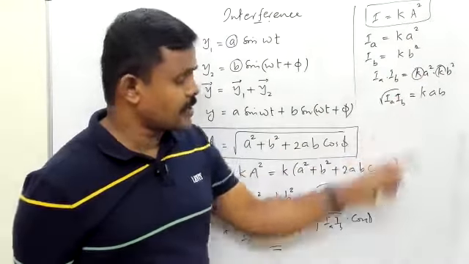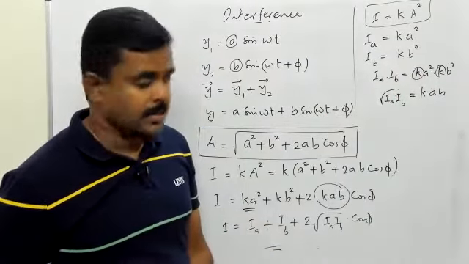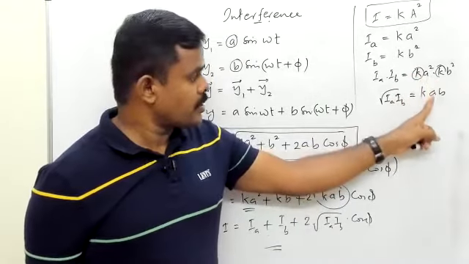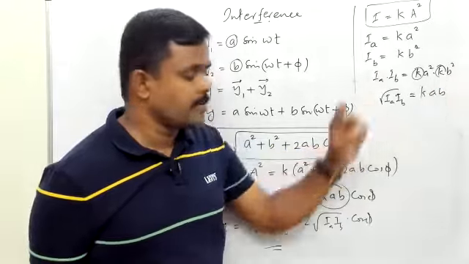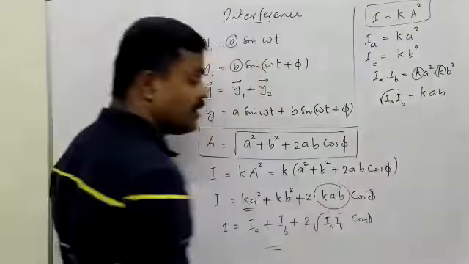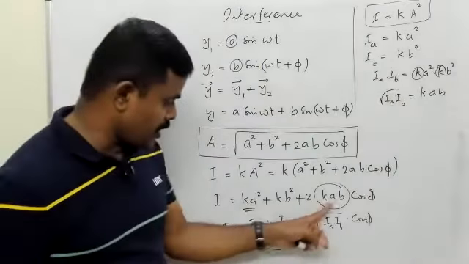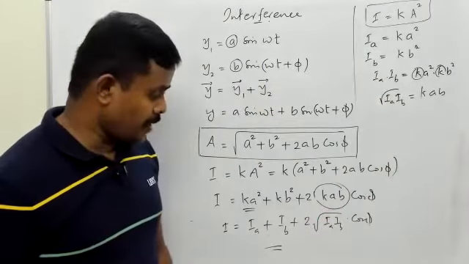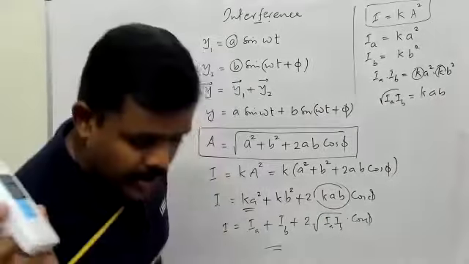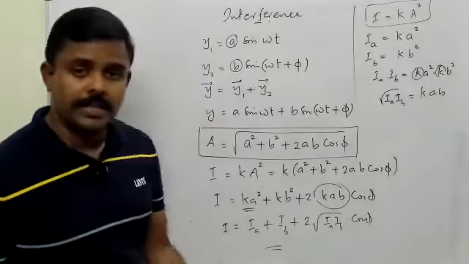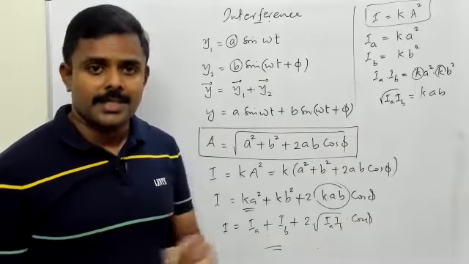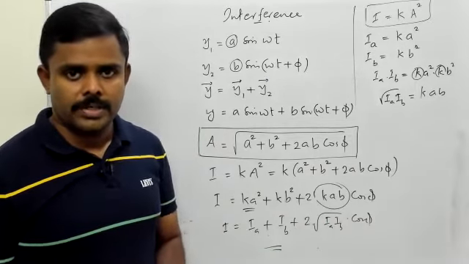And if I take square root of it, square root of Ia into Ib, what is it? Two K's are there, so I'll take one K instead. A square square root is A, B square square root is B. So in place of Kab, I could put what? Root over IaIb. So I got a Kab here, so I'm putting root of IaIb. So what I have is I is equal to Ia plus Ib plus 2 root IaIb cos phi. This is the final equation for finding the resultant intensity of two waves joined together.